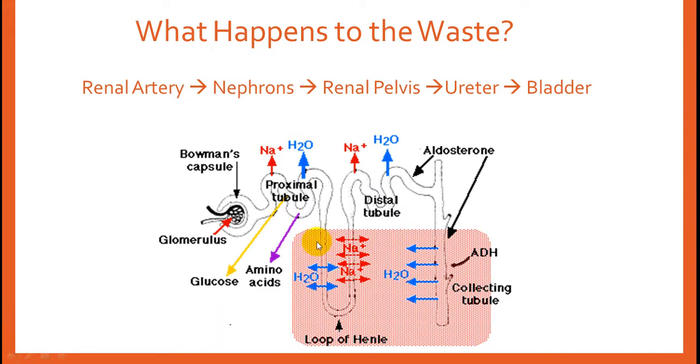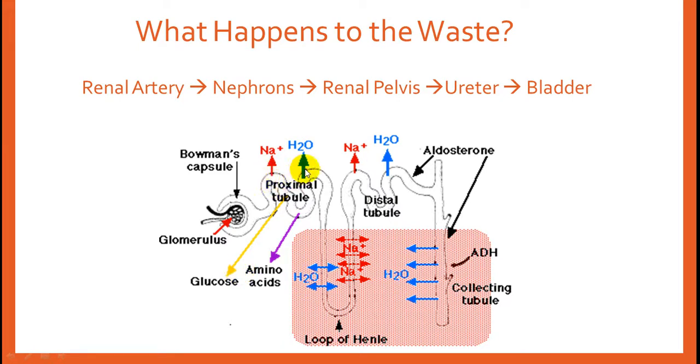All right, so right here it gets to the proximal, that means nearby, so near the Bowman's capsule, the proximal tubule. It's actually called the proximal convoluted tubule because it's so windy like this. Lots of surface area there. And what's happening here? The water's going back into the bloodstream. Sodium is going back into the bloodstream. Amino acids are going back in. Glucose is all going back in.